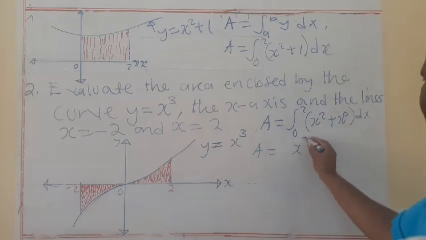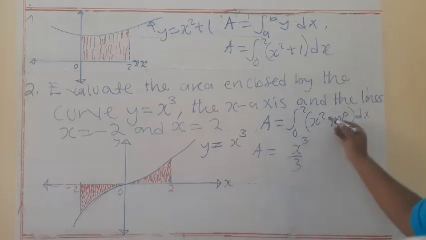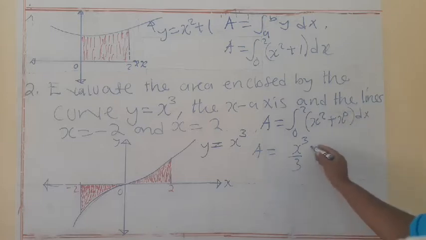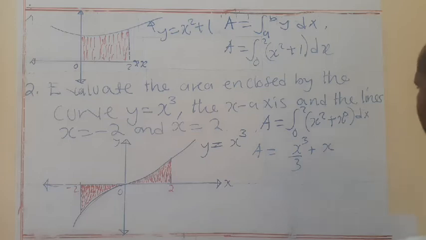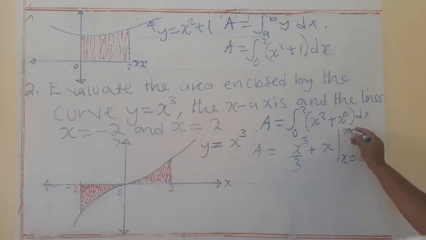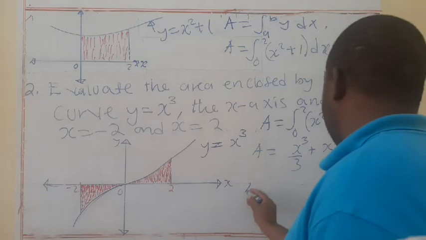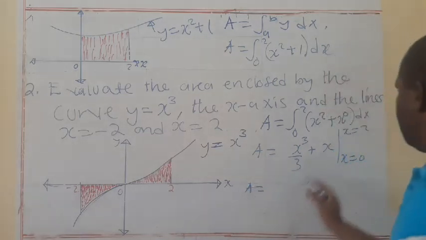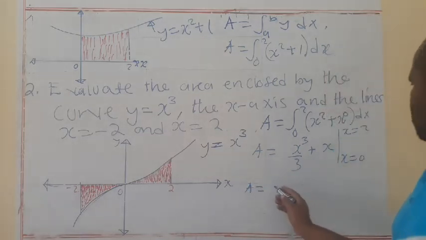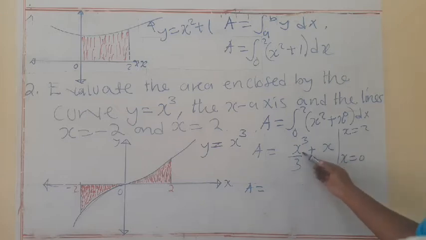So our area shall be x to the power 3 divided by 3, because when you add the 1, it will be 3, plus x to the power 1, or just x. So we are integrating from x is 0 to x is equal to 2. So we do the substitution. Here where there is x, we put 2 first. Even there we put 2.